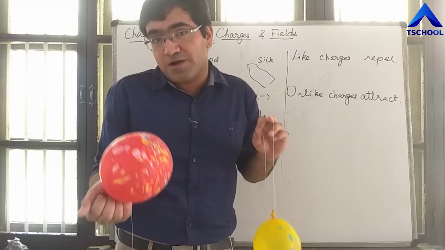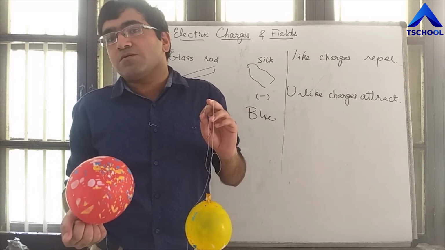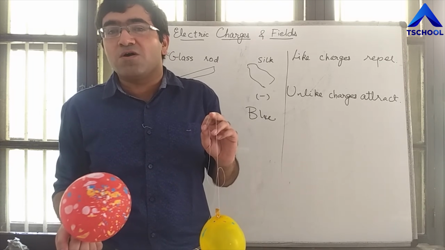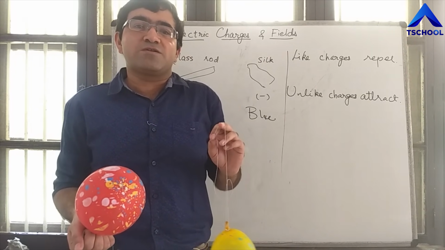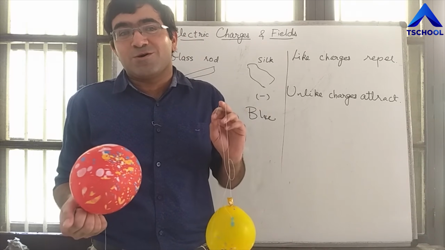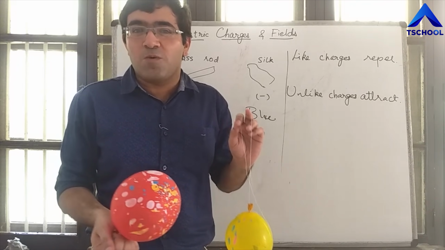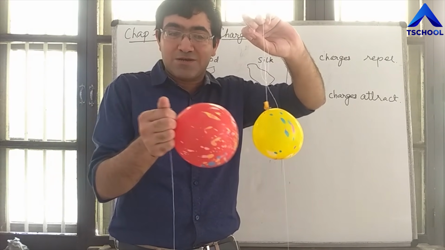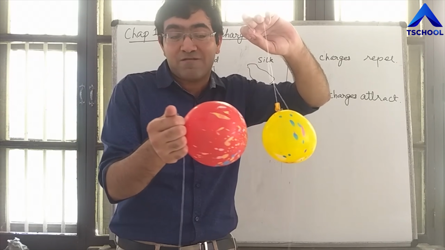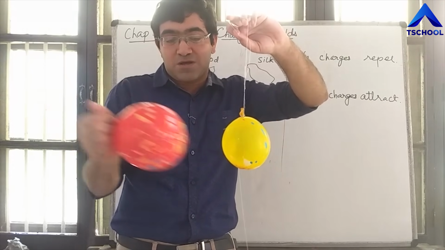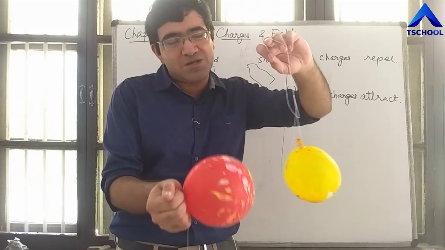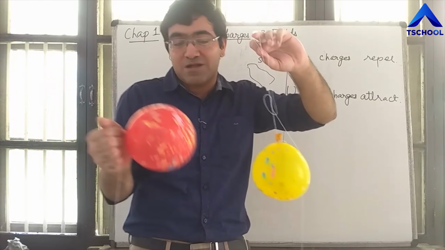But let me warn you, attraction is not a test of whether the objects are charged, right? Because a charged object can attract a neutral object. Yes, you heard that right. A charged object can attract a neutral object, but repulsion is a test of charge. That is, these two objects cannot repel each other until both of them have the same charge, right? So if these two balloons are repelling each other, then the evidence is quite clear that both of these must have the same kind of charge, that is, they are like charges, right?